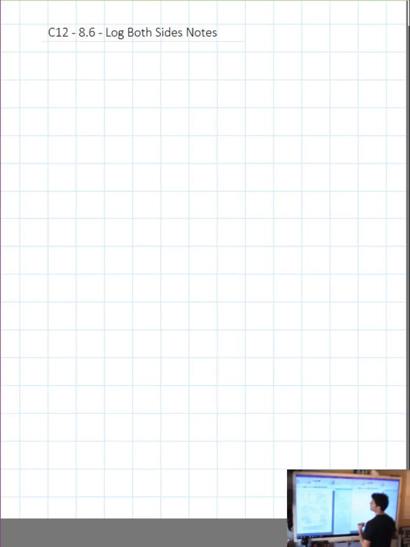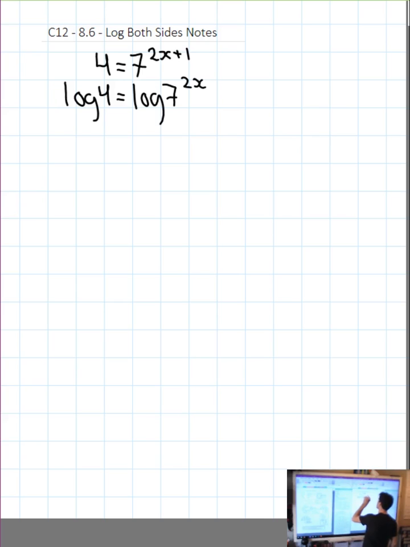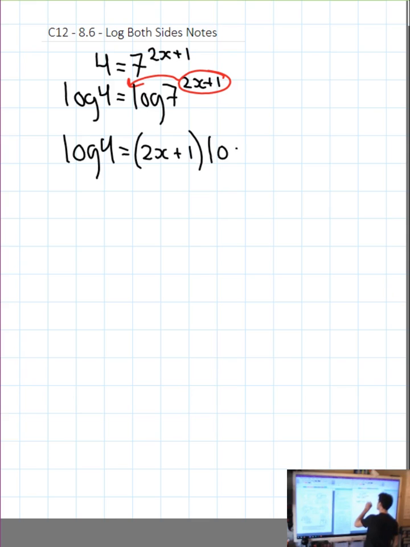So let's take a look at a more complicated example. 4 is equal to 7 to the exponent 2x plus 1. So I have that exponent. I need to log both sides. Now I have that exponent, so I can bring it down in front. So we have log 4 equals 2x plus 1 log 7.